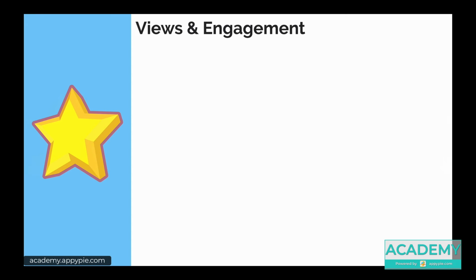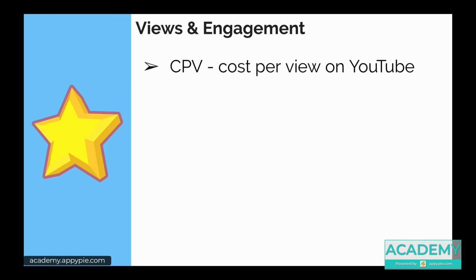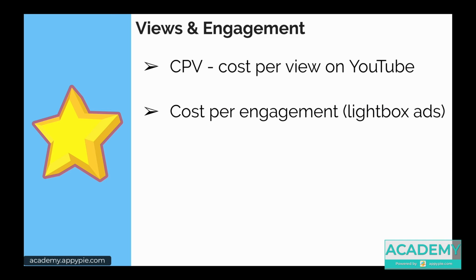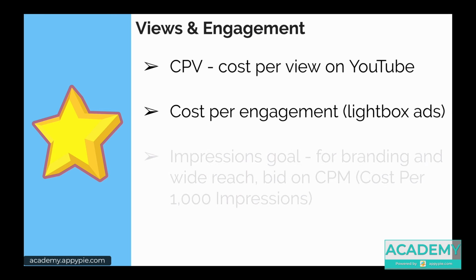And of course, you can choose your click prices manually with the hope that you'll get the best lead for the best price. You can also have as your goal views and engagement. A lot of this is for YouTube. So for example, you can set a cost per view, like a maximum cost per view. This is similar to cost per click on Google search, but the cost per view is far, far lower. This is typically pennies. Or you can bid on cost per engagement. This is something with Lightbox ads, which is a specific kind of ad.